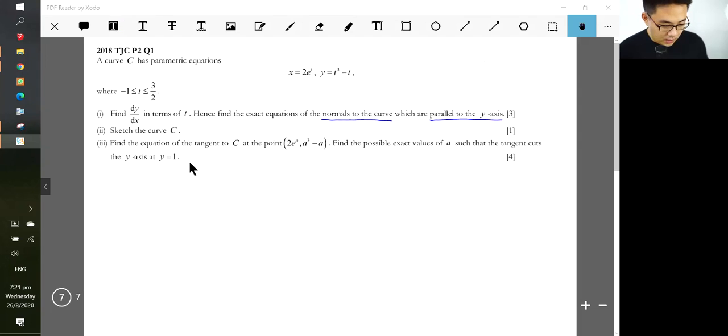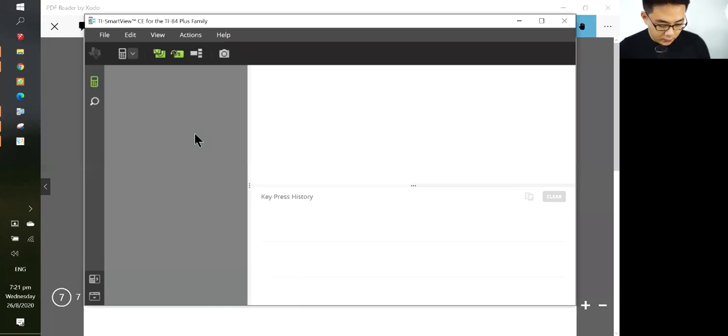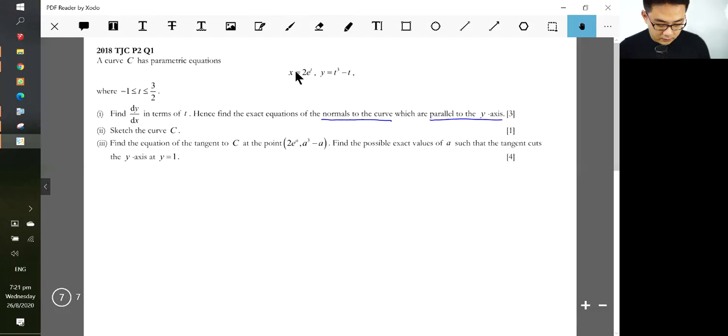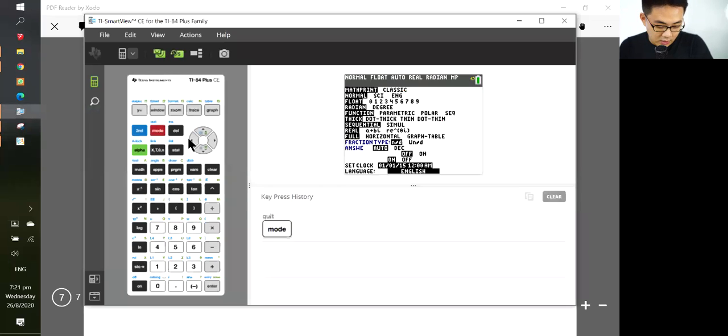Remember that when you sketch your parametric curve, you need to make sure you change your window setting. A lot of times students forget to change the window setting. Just remember this is very important. This costs a lot of marks every year. Millions of marks are lost each year because of this. So what we're going to do is go to mode, change to parametric, and then we are good to go.